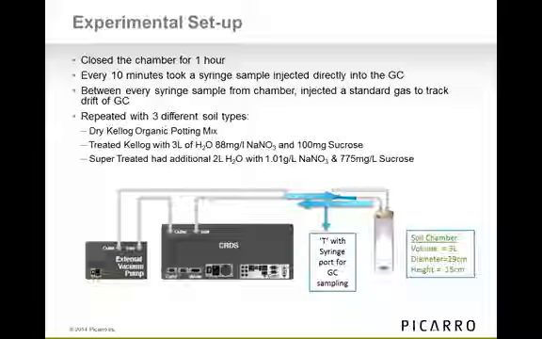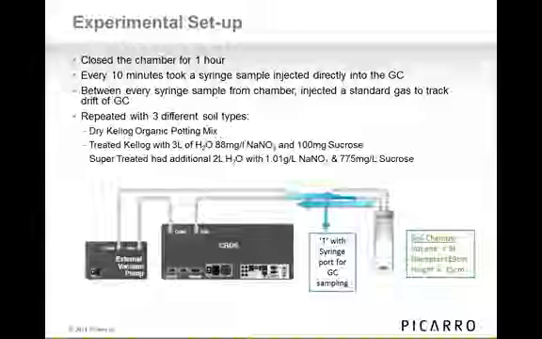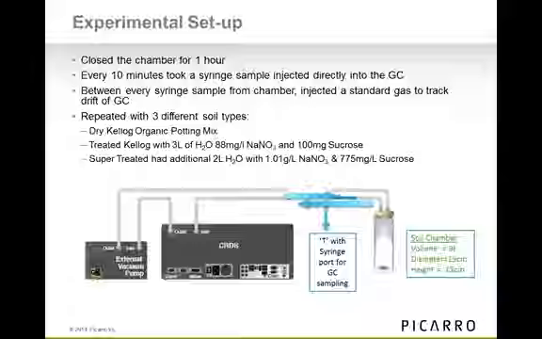And then we took the syringe and injected it directly into the GC so we could take out any systematic error that's involved in putting them in vials or just even storing a syringe for a longer time. And then between those 10-minute injections, while we were waiting, we put a standard gas sample into the GC to measure, so we could track the drift of the machine and see if we had unexpected drift.